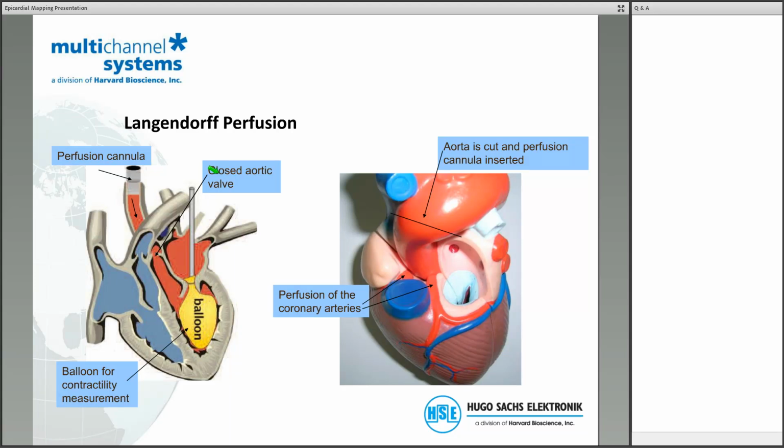One classical sensor here is the balloon catheter that is measuring the force and the contractility. And of course, we will also look at electrophysiological parameters.